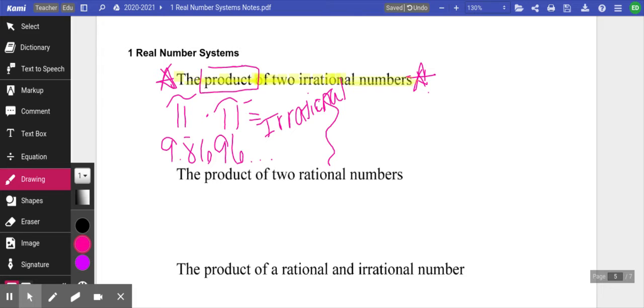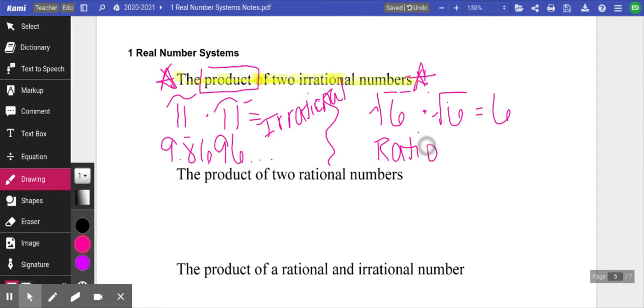But let's just say I take the square root of 6, which is irrational. If I put the square root of 6 in my calculator, I can see that it's an irrational number. And let's say I multiplied it by itself. So let's try it. The square root of 6, remember to hit the arrow key to get out, times the square root of 6. I get a whole number. So a whole number, guys, is rational.